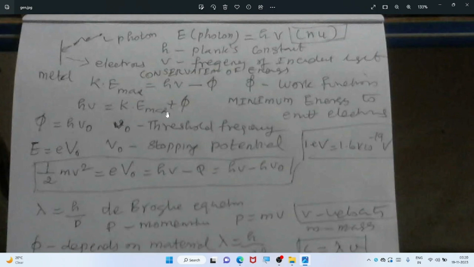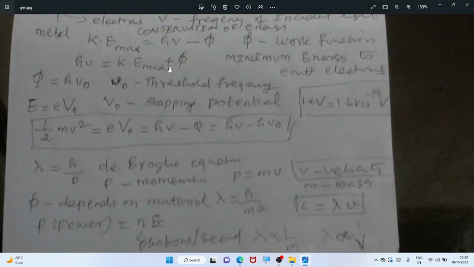So this is the work function, phi equal to h nu naught. Nu naught is the threshold frequency, that is the minimum frequency. Below this frequency electrons will not get emitted. Only at a frequency above or equal to that will electrons get emitted. This is 1 electron volt equal to 1.6 × 10 power minus 19 joule.